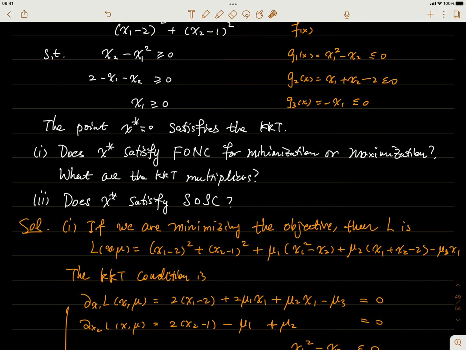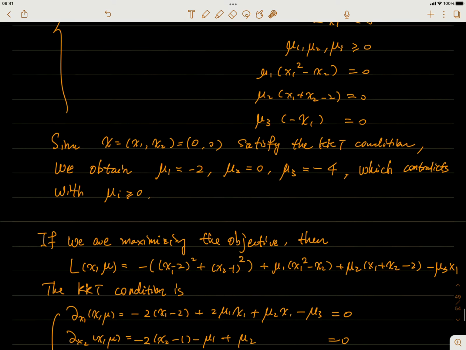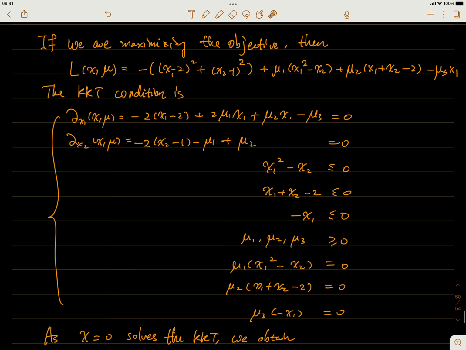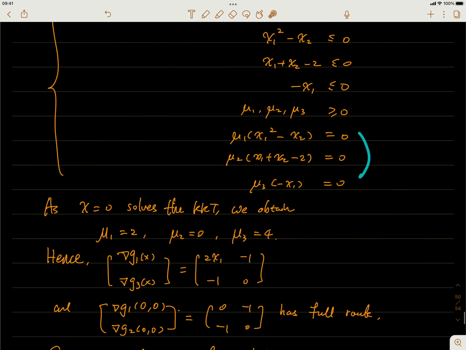Okay, so now we ditch this case. We try maximizing it instead. If we're trying to maximize the objective function, the only thing that changes is that f becomes negative f, or f is actually this. And we do exactly the same procedure. This is g1, g2, and g3, and then we have mu1, mu2, mu3 multiplied to them. And the KKT condition is this: the gradient of L with respect to x1, x2, the three inequality constraints, the non-negativity constraints, and then the three complementary slackness conditions like this.